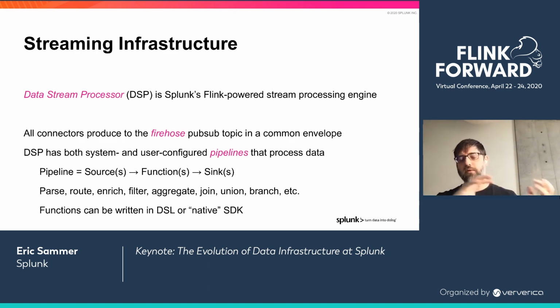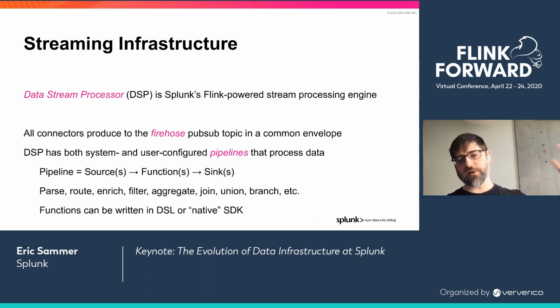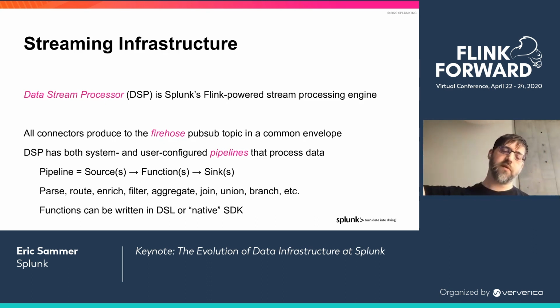And then all of that stuff feeds into this stream processing engine, which has both system configured pipelines and user configured pipelines. So pipeline is sort of the thing that we expose to people. There's some detail here I'm glossing over around optimization stuff, but it mostly corresponds to a Flink job. A pipeline is really one or more sources followed by zero or more functions that do stuff to the data, and then one or more sinks.